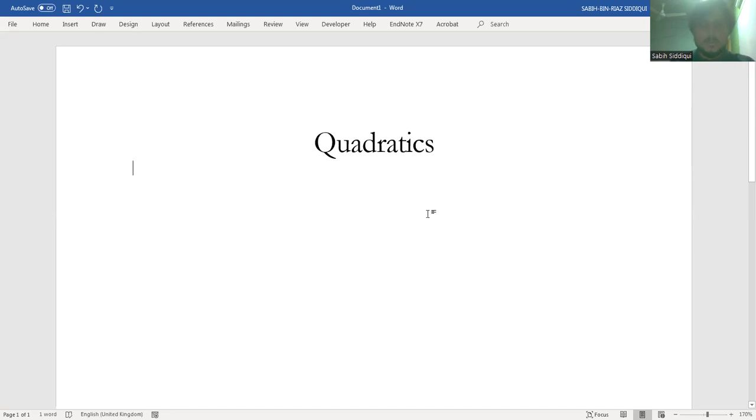Okay, so the topic that we'll be doing today is quadratics. And from quadratics in our previous video, we understood how to complete the square. Today, we are going to understand why we need to complete the square.